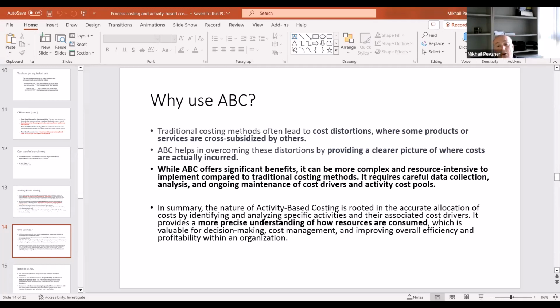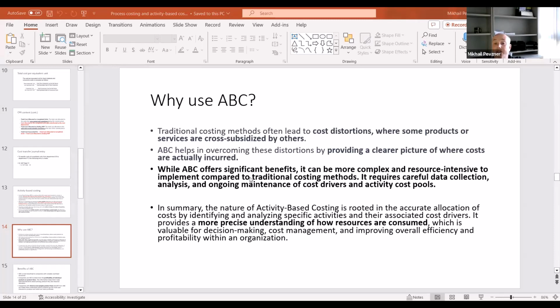Under ABC, though, if you're not using any of the security guards and you're not consuming any of the driver of that cost, you would not be assigned any, and only those units that use it would be assigned. So it's great, right? In theory it makes it more fair, more clean.